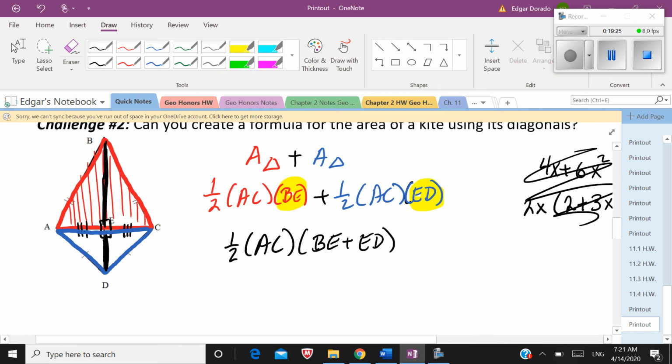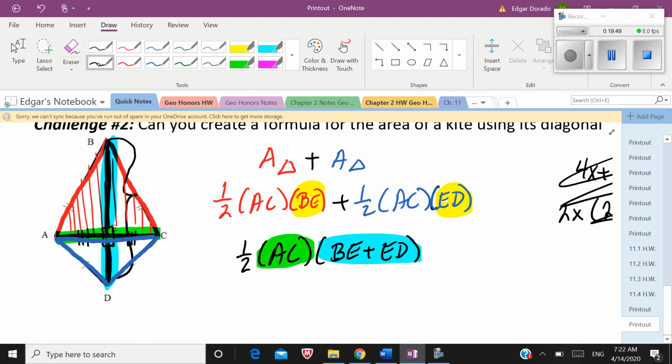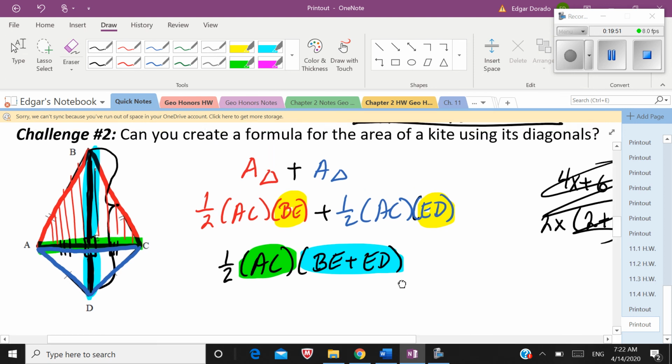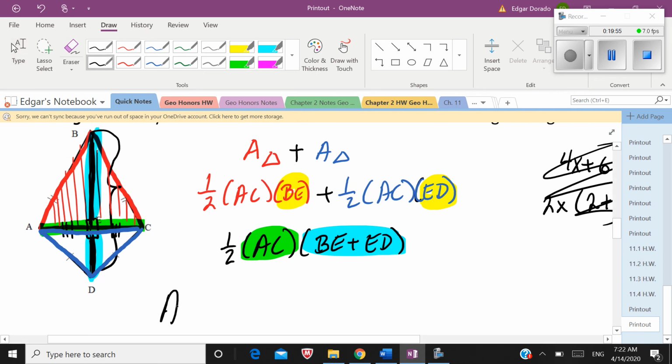Well, guys, look at your diagram again. Isn't this the first diagonal, AC? And hey, look at that. Isn't BE plus ED, isn't that the entire diagonal here? So actually, what am I noticing? It says, can I write a formula using the diagonals of a kite? Well, I can. Here's the area of a kite, guys.